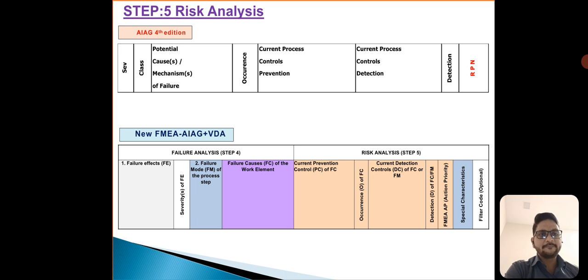What is the failure effect? The first is failure analysis, that is already completed. Now risk analysis: in risk analysis, what are the current prevention controls of the failure cause and what is their occurrence rating, and the current detection controls of the failure cause and failure mode both, and what is the detection rating. And next is FMEA action priority. What is the action priority? In place of the RPN, it now uses the term action priority. And what is the special characteristic and FMEA coding, if any.